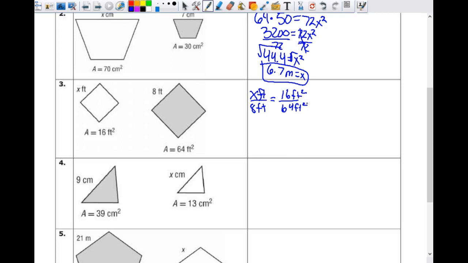Okay, can anyone guess why it is actually easier to do the square root here instead of trying to square this? You can do it both ways, but why is it particularly easier to do it this way?